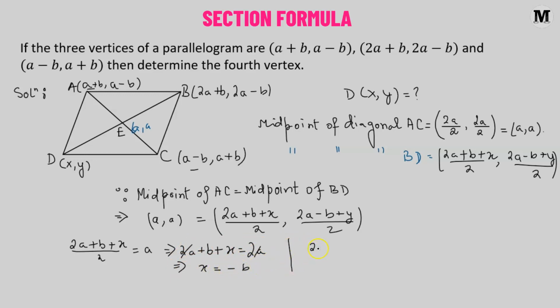Similarly, we can equate (2a - b + y)/2 with a. That gives us 2a - b + y equals 2a. Here also we have 2a cancelling out. Solving for y, we get the y value as positive b. So that means the coordinates of the fourth vertex of the parallelogram are going to be (negative b, positive b).